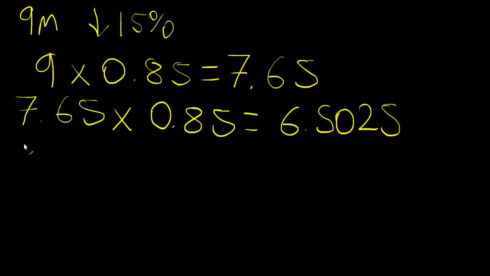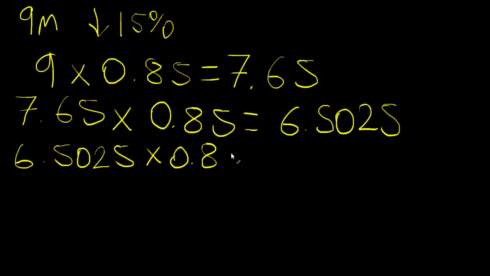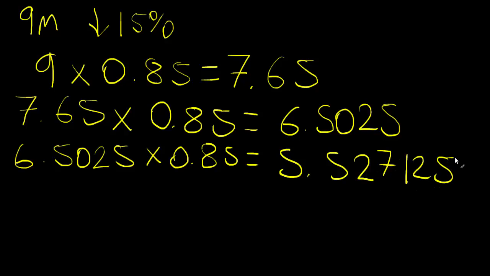To find our total after 3 years, we do 6.5025, and we'd again multiply by 0.85. And that would give us our final total of 5.527125. So let's just round that to say 5.5. So the ice caps after 3 years would be 5.5 meters thick.